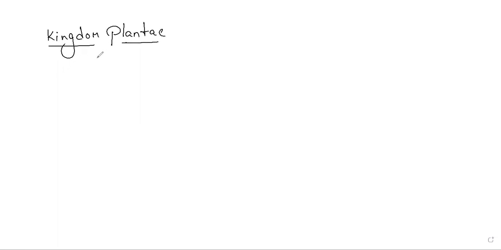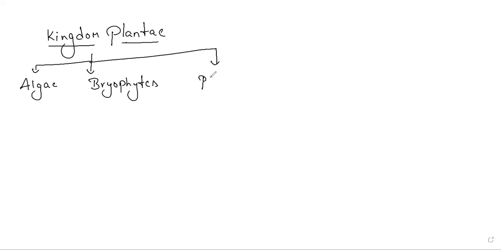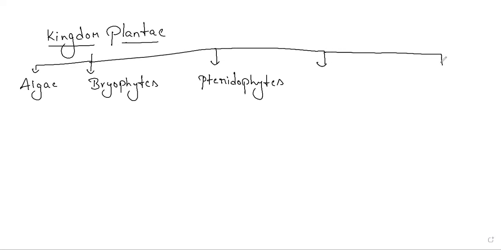So kingdom Plantae is being divided into algae, bryophytes, and we have pteridophytes, gymnosperms, as well as angiosperms.